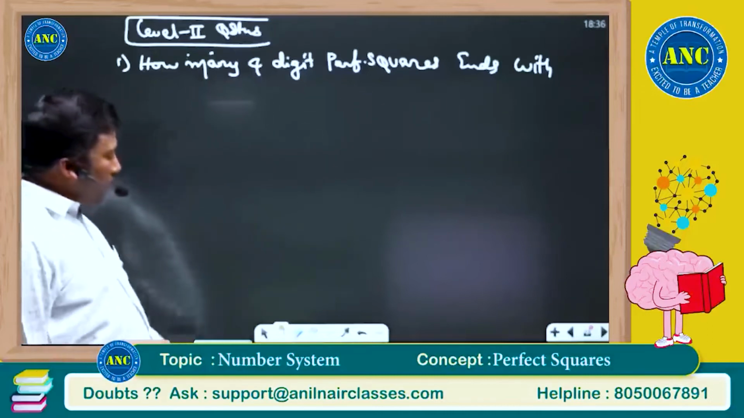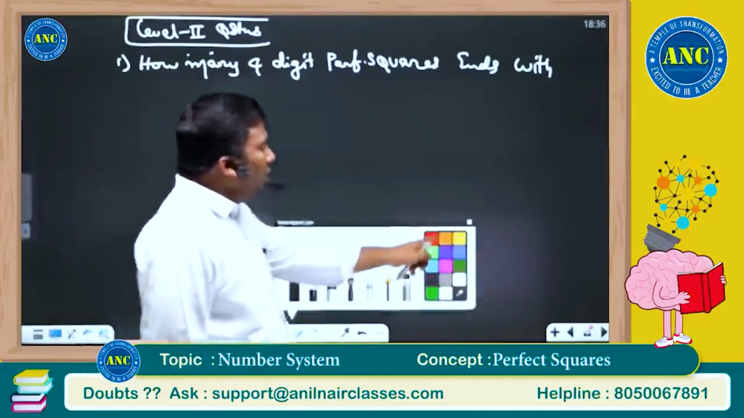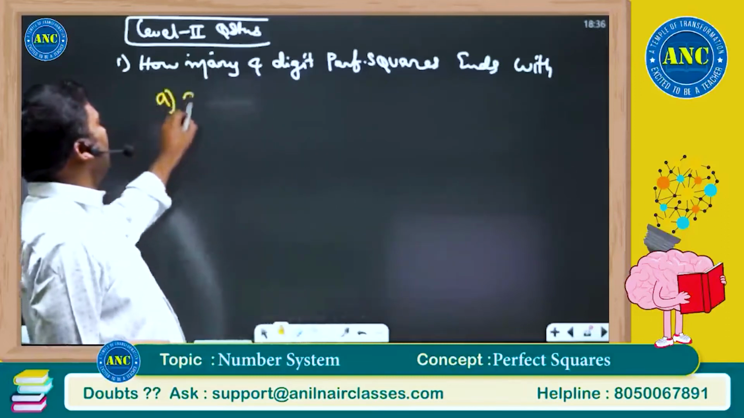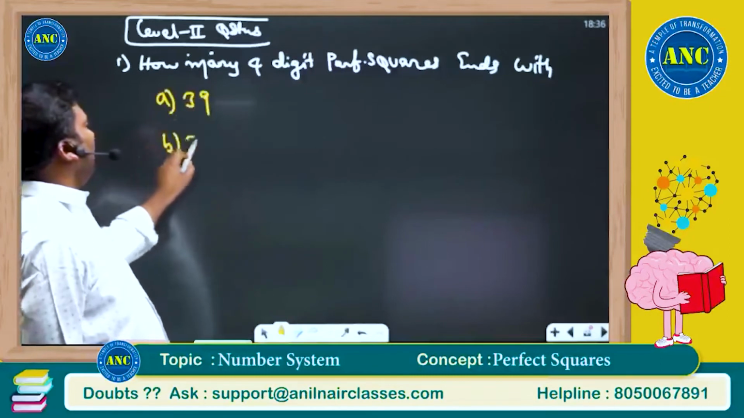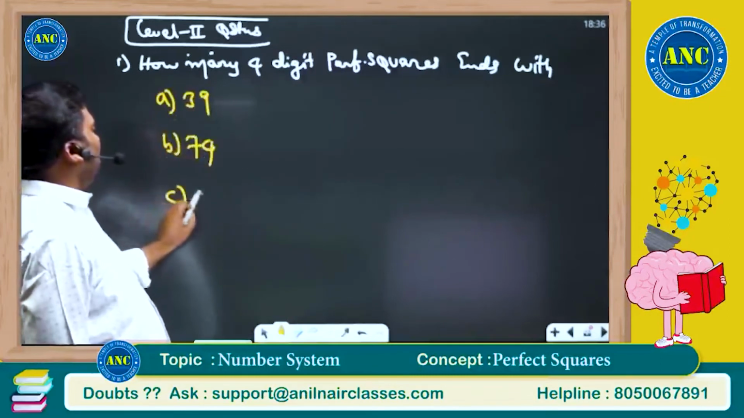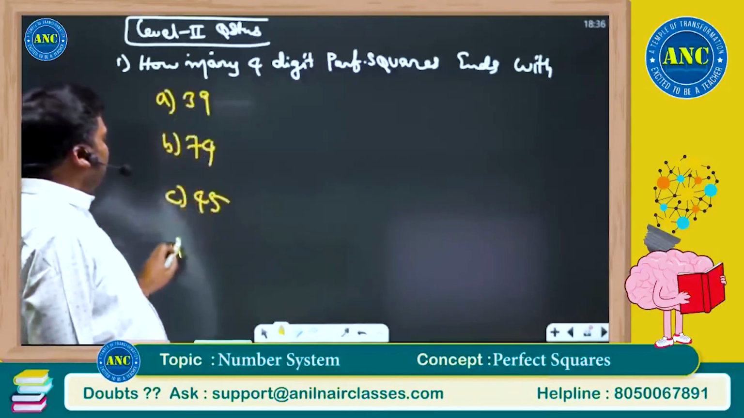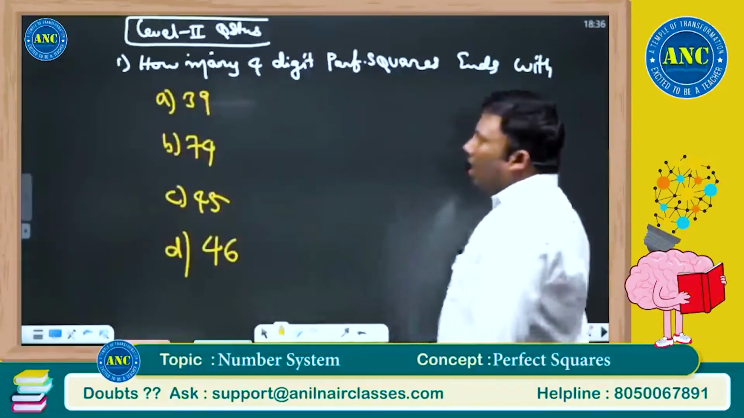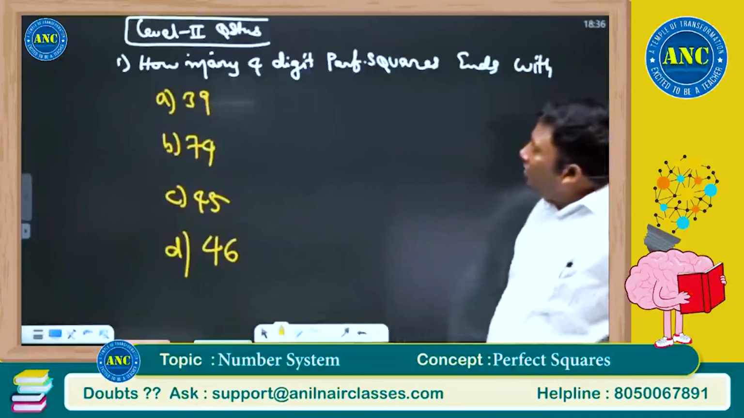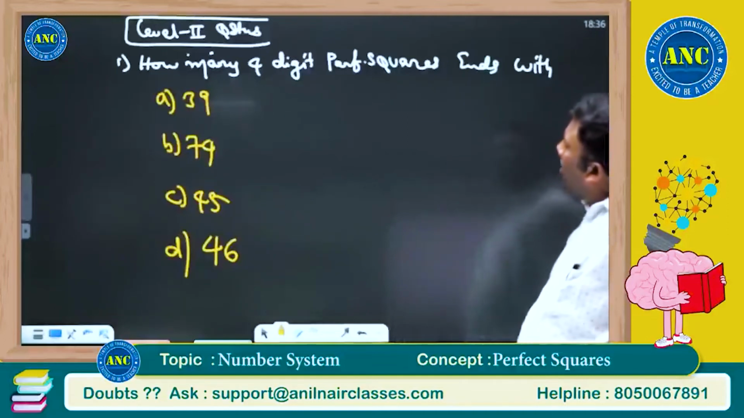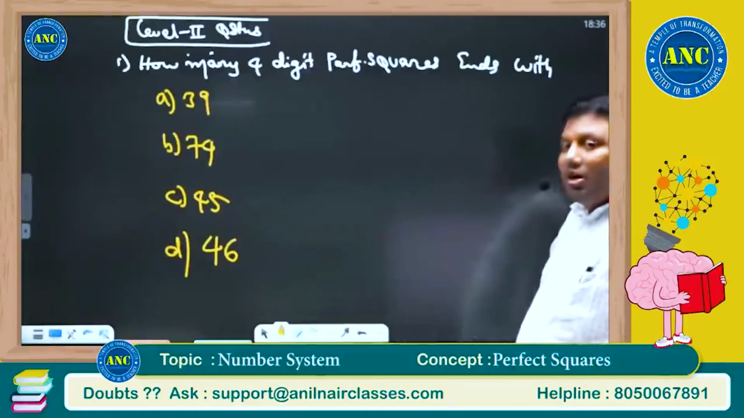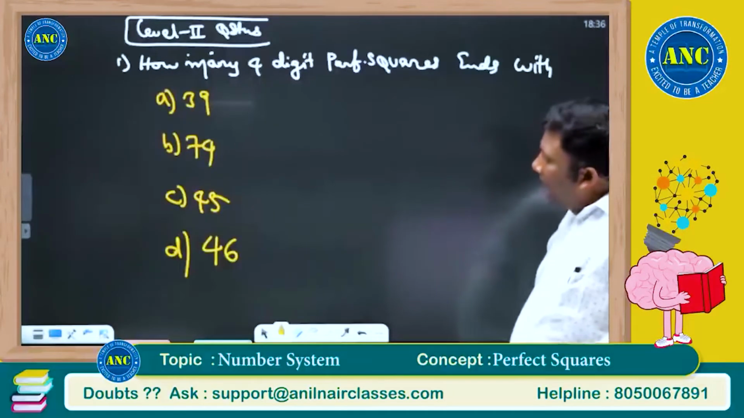How many 4-digit perfect squares? First question. How many 4-digit perfect squares end with 39, 74, 45, and 46?